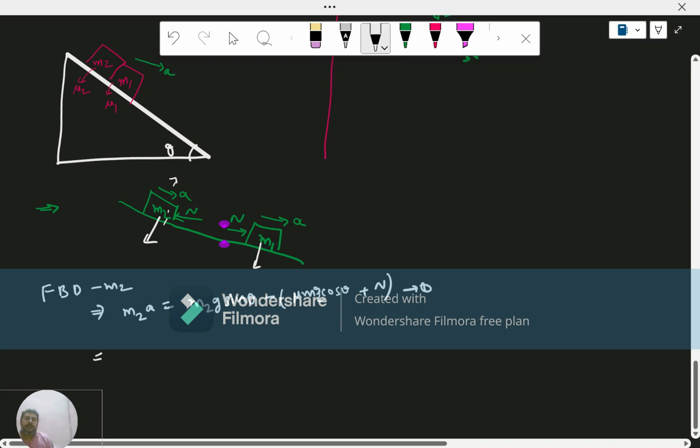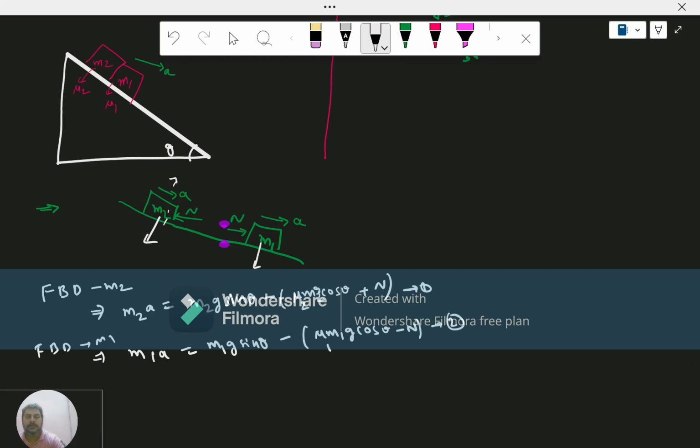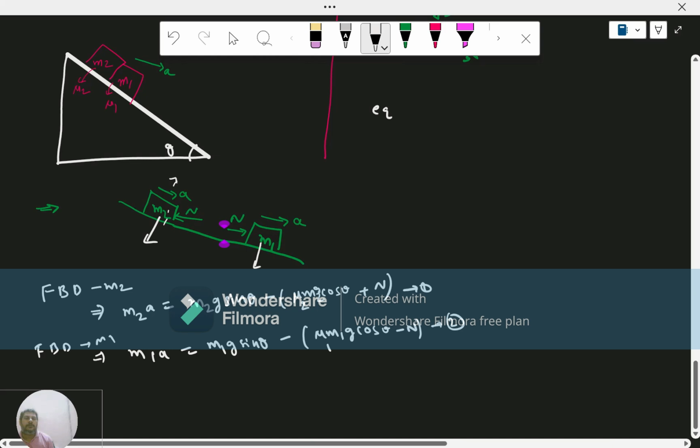Similarly, for M1, the free body diagram gives M1A equal to M1G sin theta minus mu1 M1G cos theta minus N. This is equation 2. From equations 1 and 2, adding them, (M1 plus M2) A is equal to (M1 plus M2) G sin theta, and here the plus N and minus N get cancelled.